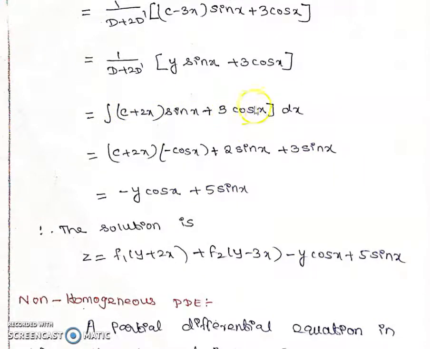Then this one you have the usual integration. We get sin x. Now replace c + 2x as y. So minus y cos x plus 5 sin x. Therefore the solution is z = f1(y + 2x) + f2(y − 3x) − y cos x + 5 sin x. That's all. Up to this, the homogeneous partial differential equation is over.